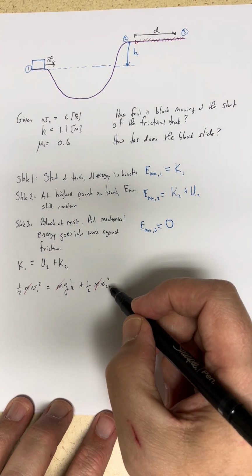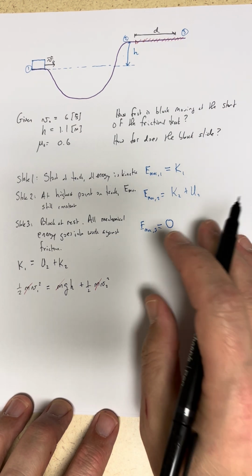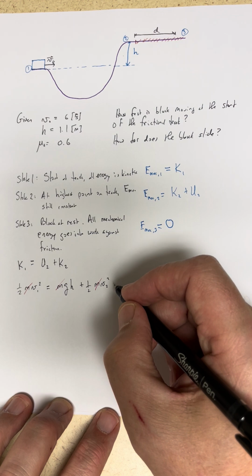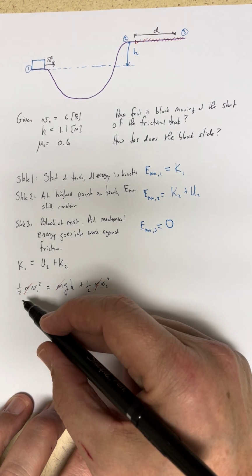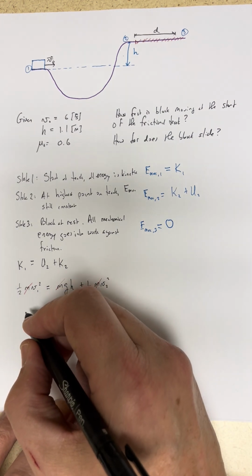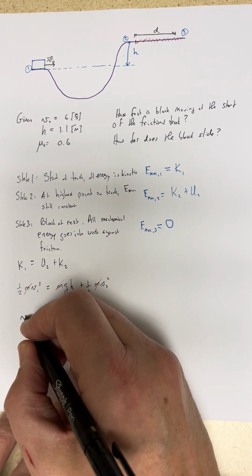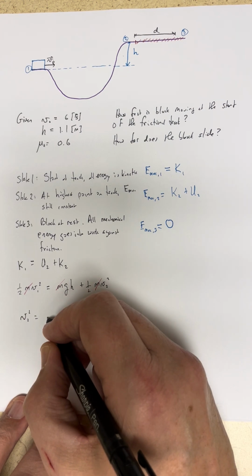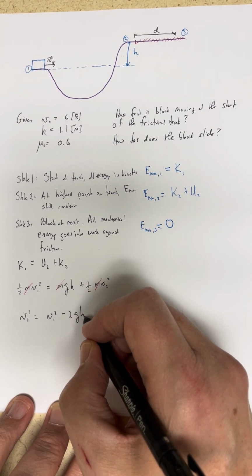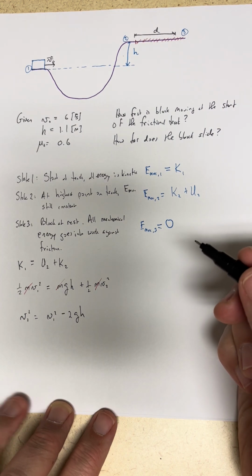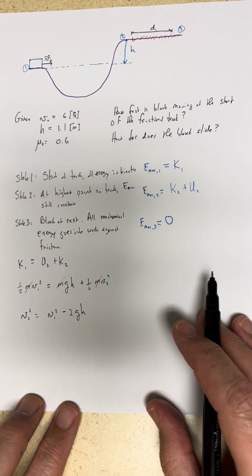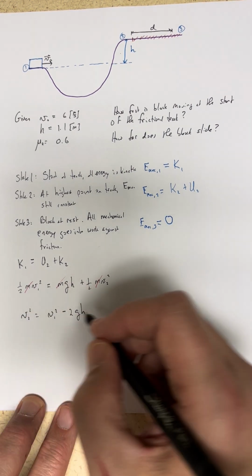And we can solve for v2. That is going to give me, move this to the other side, multiply everything by 2. We have v2 squared is v1 squared minus 2gh. Then to get v2, take the square root of both sides.